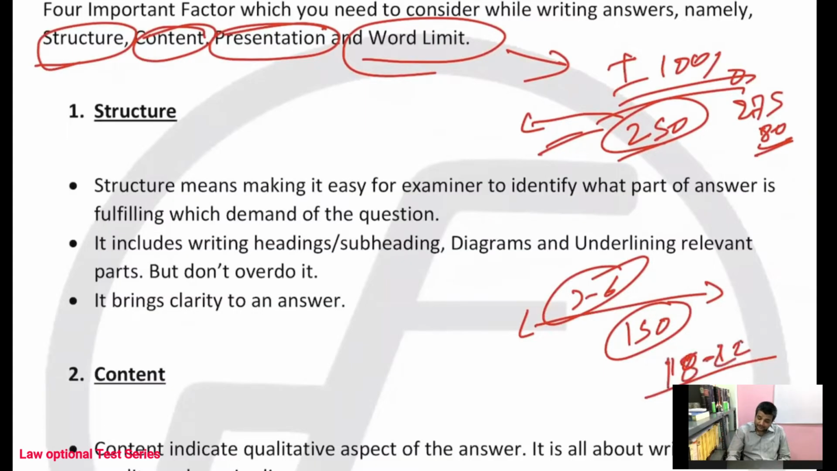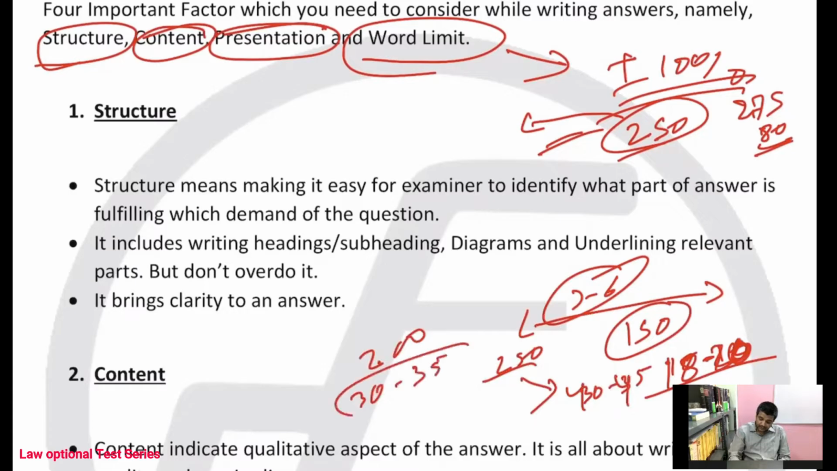Okay, 18 to 25. Similarly, 250 words, right? Around 30 to 35 lines. So 250 words, not 30, it is 40 to 45 lines. 200 words, 30 to 35.